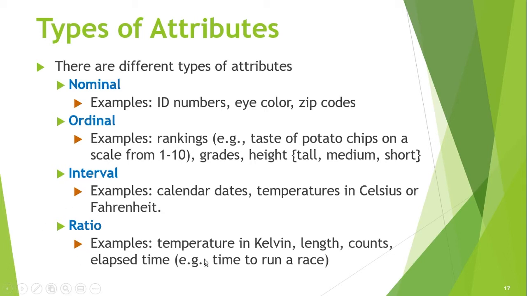Ratio. Examples nito yung temperature in Kelvin. Ito, medyo siguro hindi nyo masyado maintindihan bakit absolute temperature ito. Delta T to, kumbaga kung sa thermodynamics ninyo or sa physics, kung naalala nyo yung MC delta T. Okay, ito po ay delta T yung temperature in Kelvin. Absolute temperature siya. Length, counts, elapsed time, or time to run a race. That's ratio.